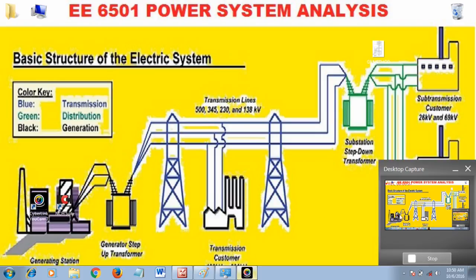Today we are going to discuss the basic load flow analysis. It comes under Unit 2, load flow analysis.